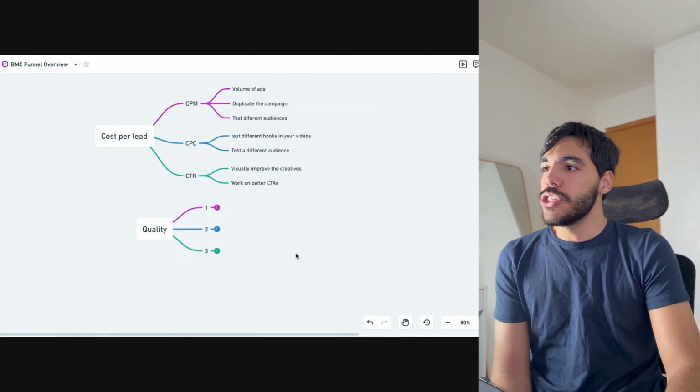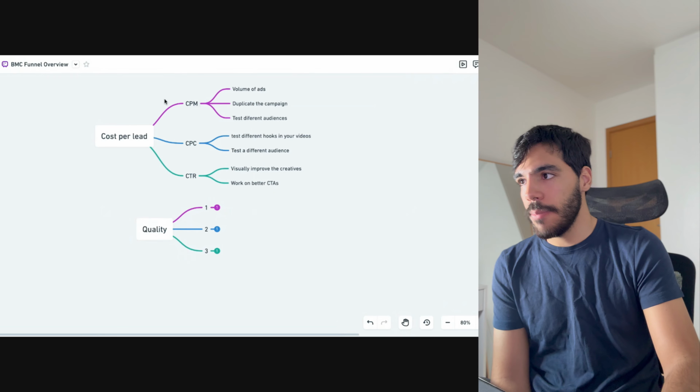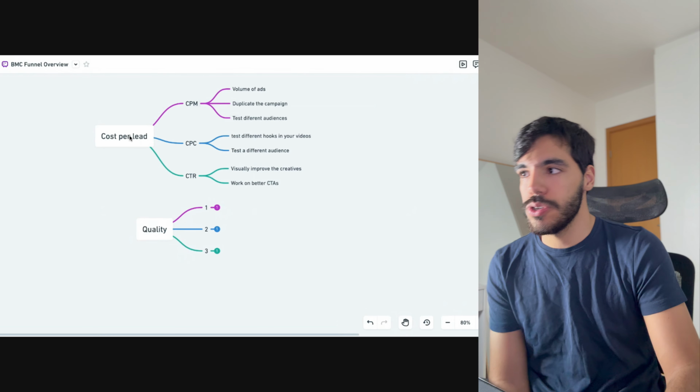All right. So when you do this, you reduce the cost per lead, naturally. If you reduce the CPM, you reduce the cost per lead. If you reduce the CPC, you reduce the cost per lead. If you increase the CTR, you reduce the cost per lead.